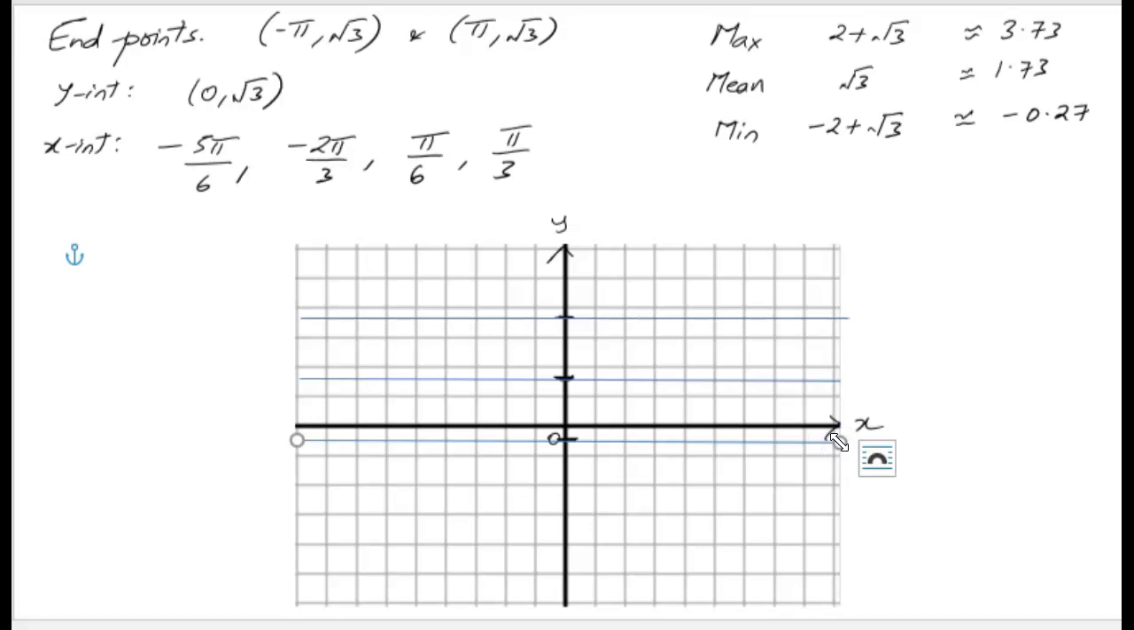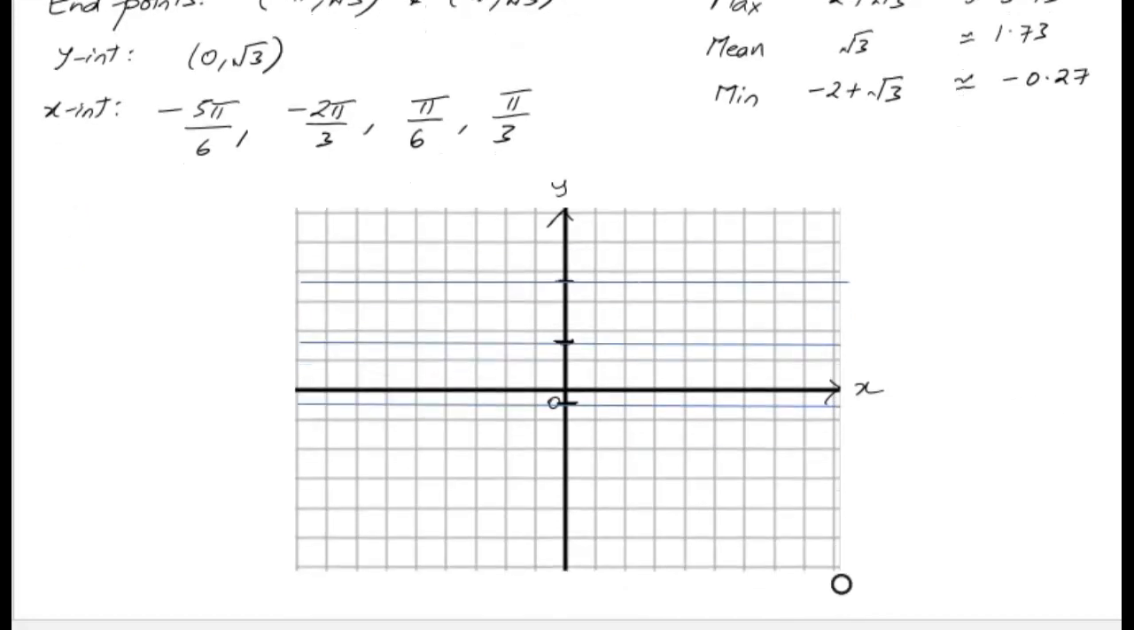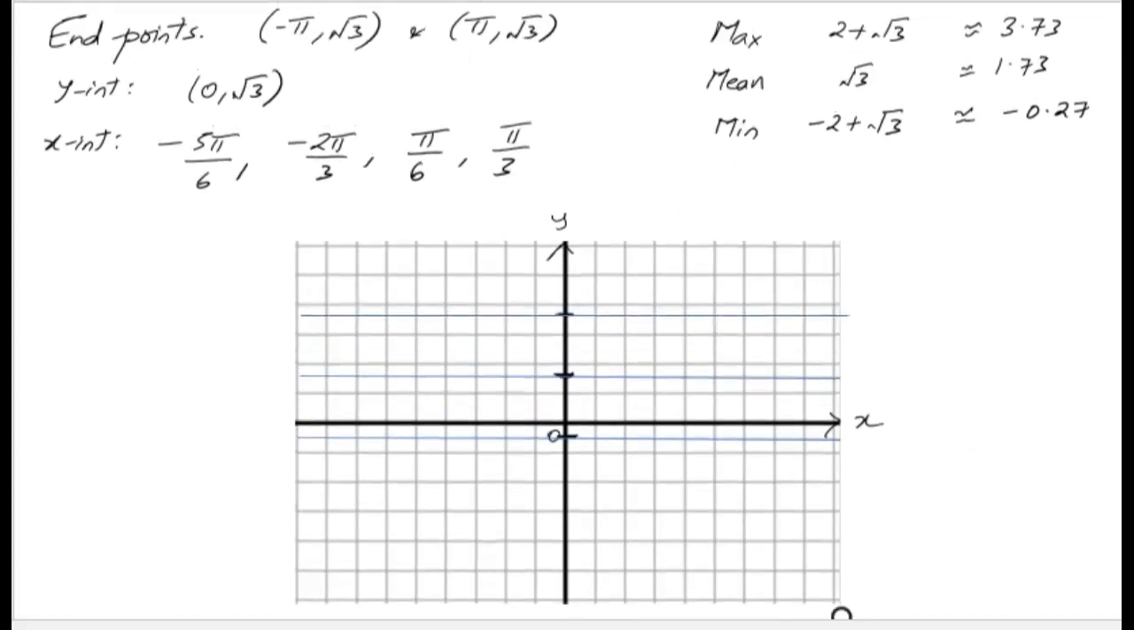Now let's focus on the x-axis. The x-axis is really, really critical in this particular section. If I look at the values that I have to plot on the x-axis, let's start with our x-intercepts. I've got minus 5 pi on 6, and I've got minus 2 pi on 3. Obviously they're all with different denominators.